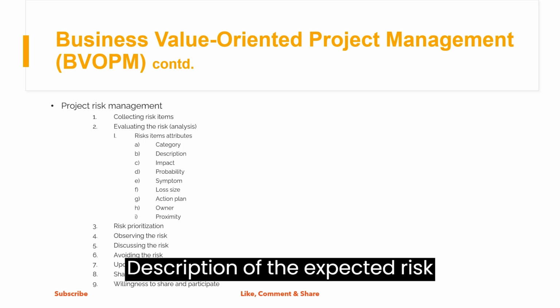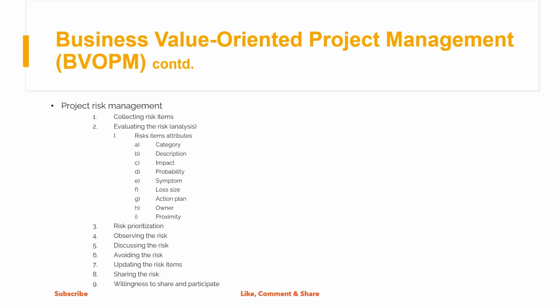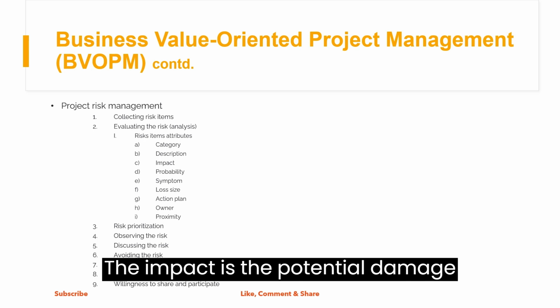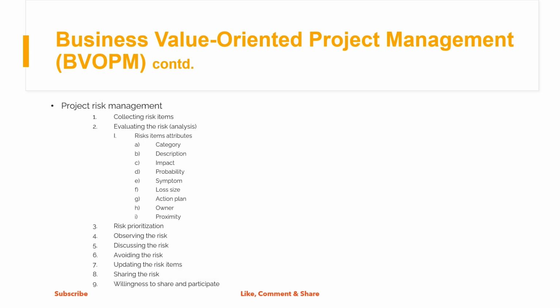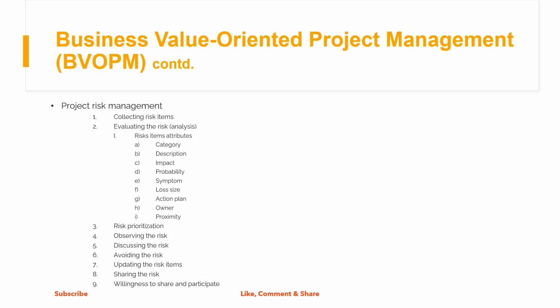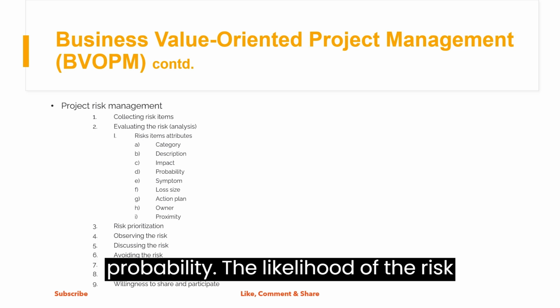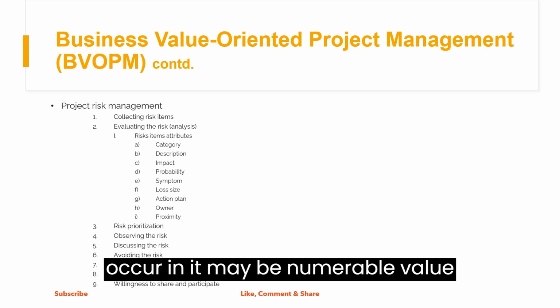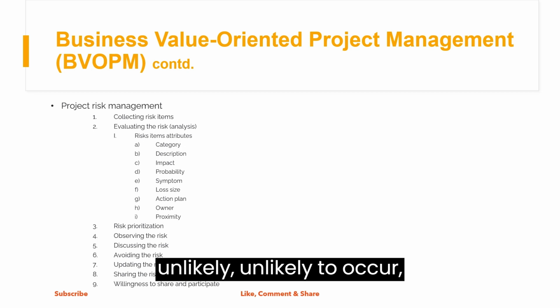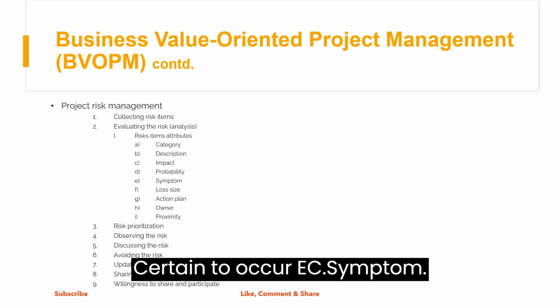Description. Description of the actual expected risk item. Items are described briefly in a comprehensible language. Impact. The impact is the potential damage caused by each risk item. It describes shortly what eventually may happen if the risk occurs. Then probability. The likelihood of the risk occurring. It may be a numerical value from 1 to 10, other quantitative units, or a term like unlikely, likely to occur, certain to occur, etc.